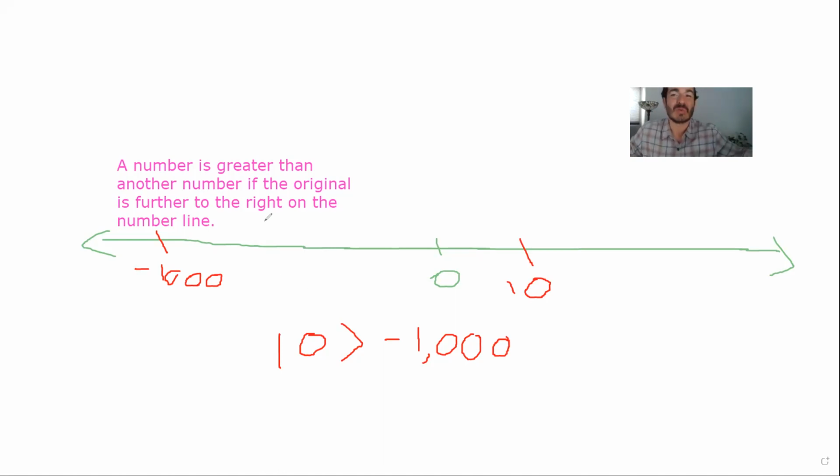That's where our use of the word absolute value comes in. So in the academic arena, I can say, well, the absolute value of -1,000 is greater than the absolute value of the number 10. And it's true. Its distance from 0 is much greater than 10.